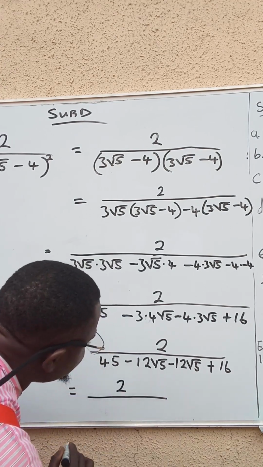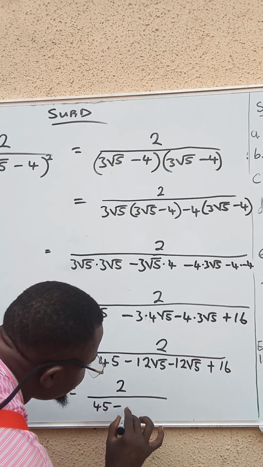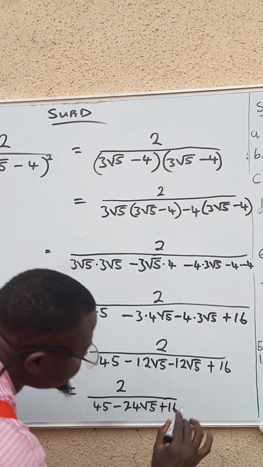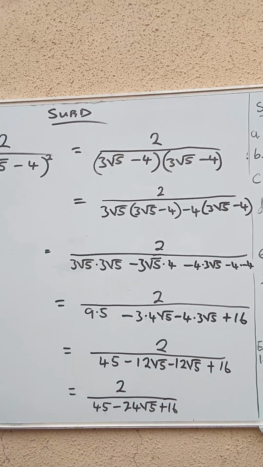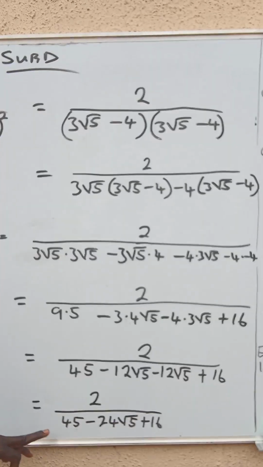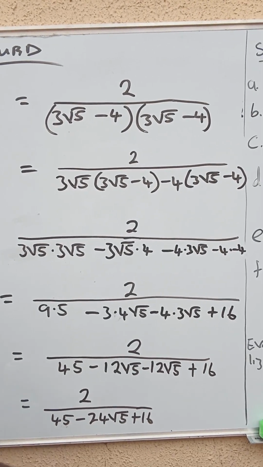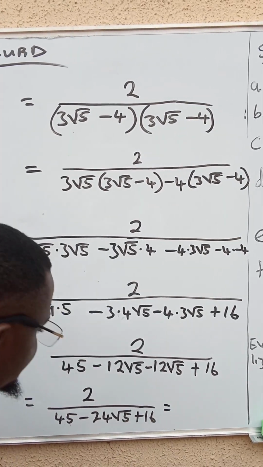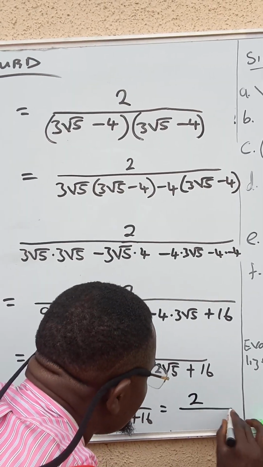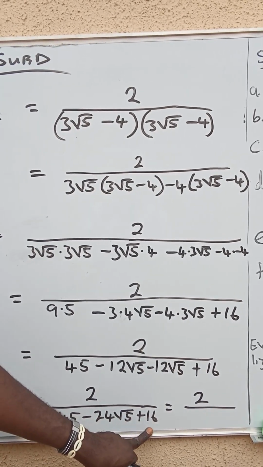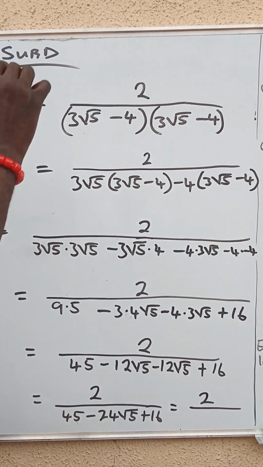2 over 45 minus 24 root 5 plus what? 16. Now, we are not done here. I want to go through it so that I can clean this one and start from here. We stopped at 2 over 45 minus 24 root 5 plus 16. But I can still do it at the front here so that you get it right. 2 over, now since this one is 45, it doesn't contain root. This one is 16, it doesn't contain root. You add them together. It will now be what?